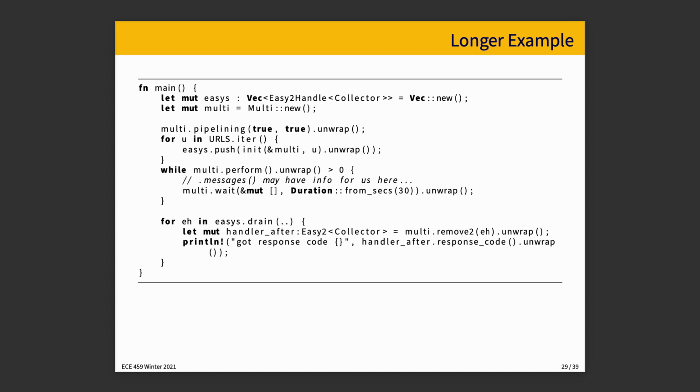Straightforward, and we're just going to do it in a while loop here. It's not necessarily the most efficient because we could be waiting for these things, but we're kind of choosing not to here for the sake of a simple example. And so as long as there are still things in progress, we just keep doing this while loop, and messages might have some info for us here. If they do, we could look at it, but we won't.